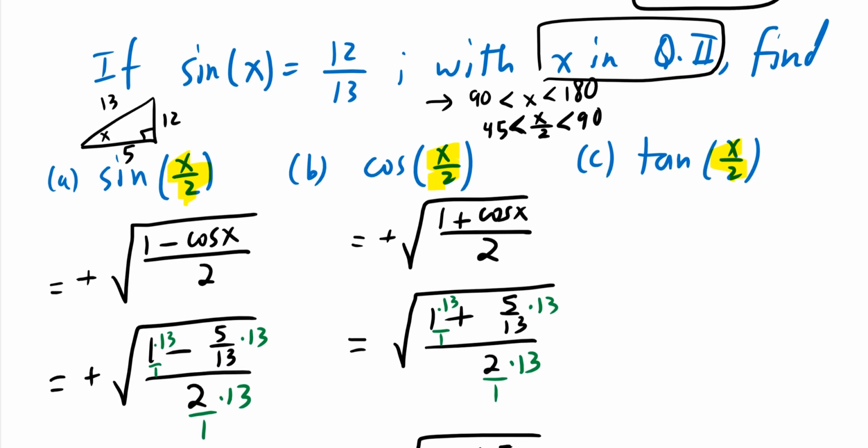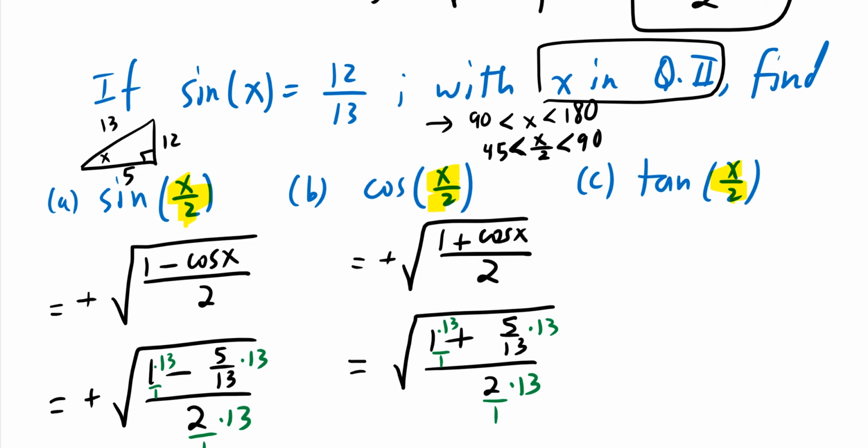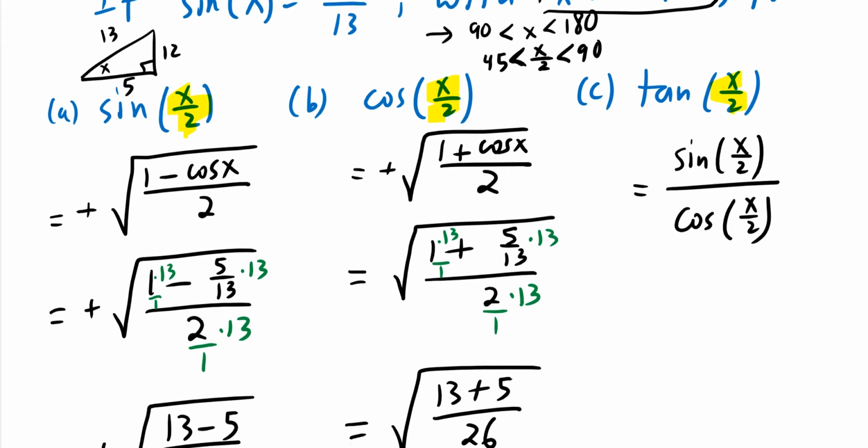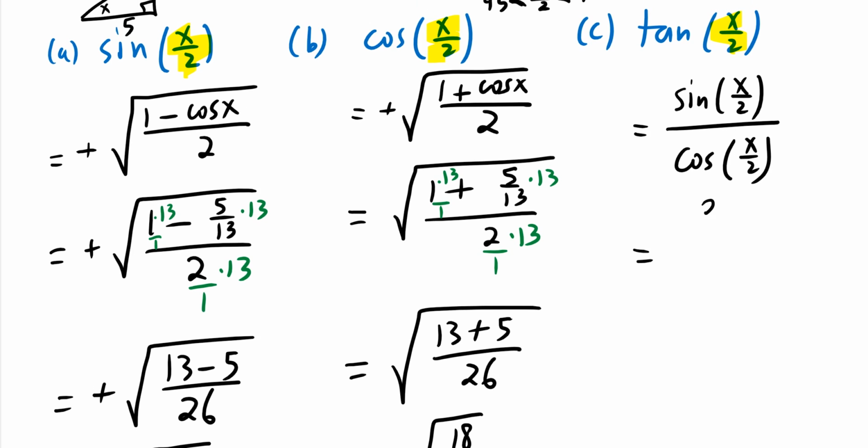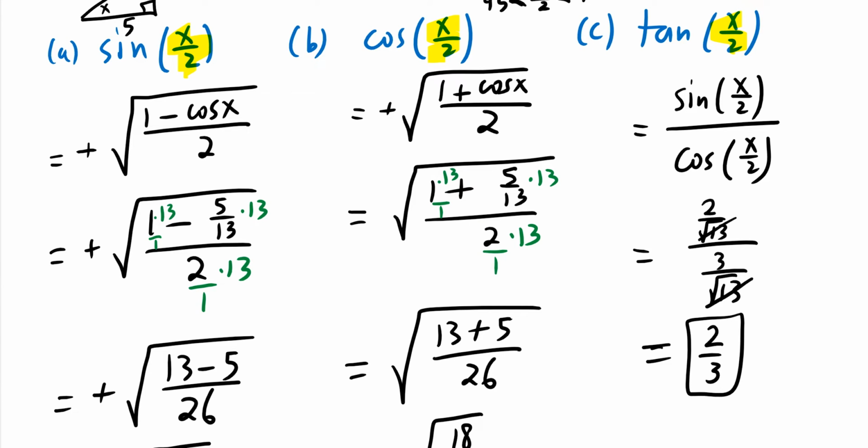Now how do we find tan x over 2? You didn't give us a formula for that yet. But wait, we can define this using the quotient formula as sine over cosine. And we found both of them. The first one was 2 over the square root of 13. The other one was 3 over the square root of 13. These cancel out, and the answer simplifies down to 2/3.